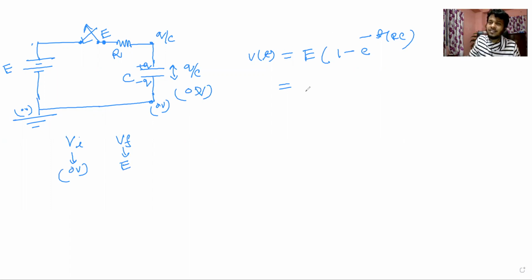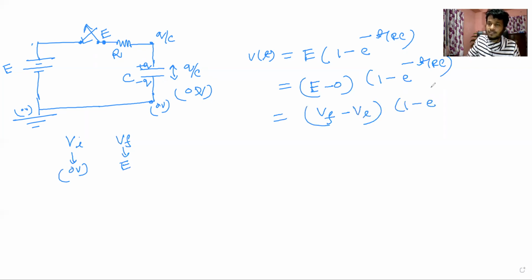So we can rewrite this equation. We can rearrange this equation in this way: (E minus 0)(1 minus e to the power minus t upon RC), isn't it? Yes, sir. So we can replace E by Vf, and replace 0 by Vi, (1 minus e to the power minus t by RC), right? Isn't it? So this represents what? Vf minus Vi.